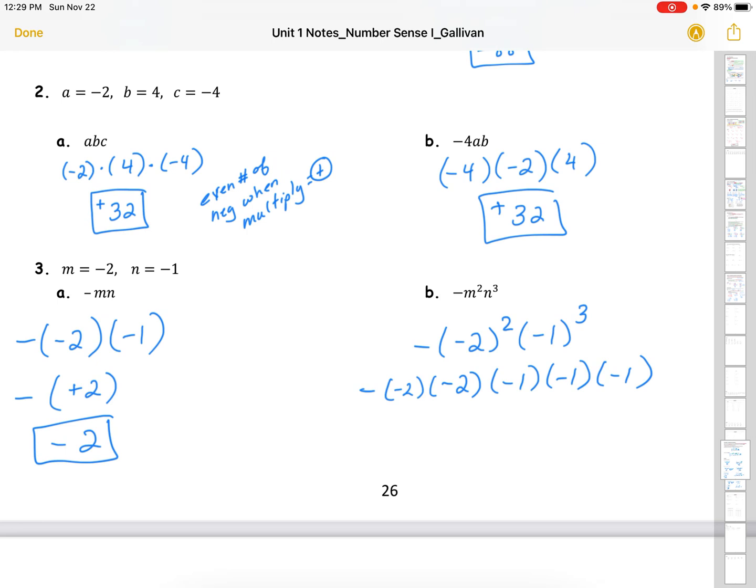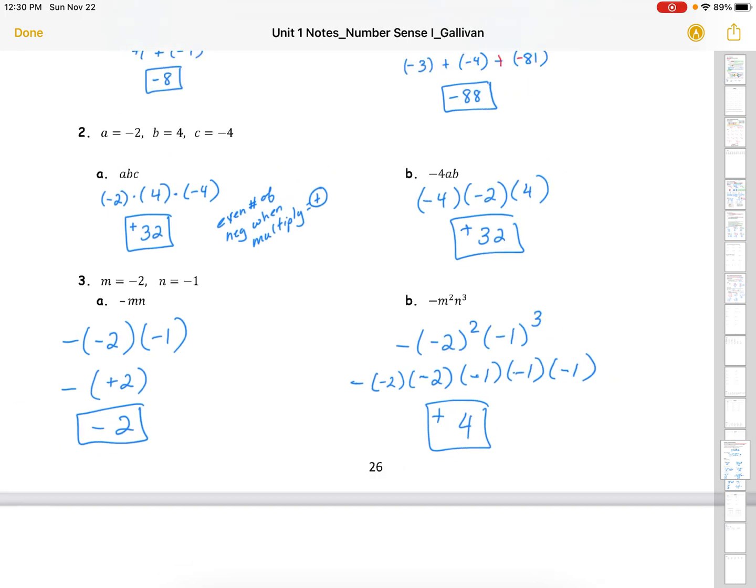Now, I can go 2 times 2 is 4, times 1 times 1 times 1 is still 4. The big thing is, is it positive or negative? Well, let's count our negative signs. 1, 2, 3, 4, 5, 6. That's an even number, so it's going to be positive 4.